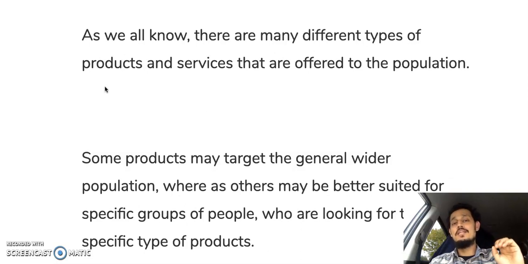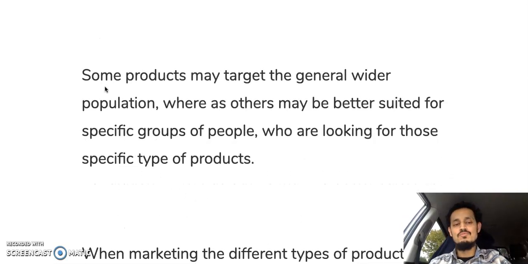In today's video we're going to talk about what verticals mean in affiliate marketing. As we all know, there are many different types of products and services offered to the general population. Some products may target the wider population, whereas others may be better suited for specific groups of people who are looking for those specific types of products.